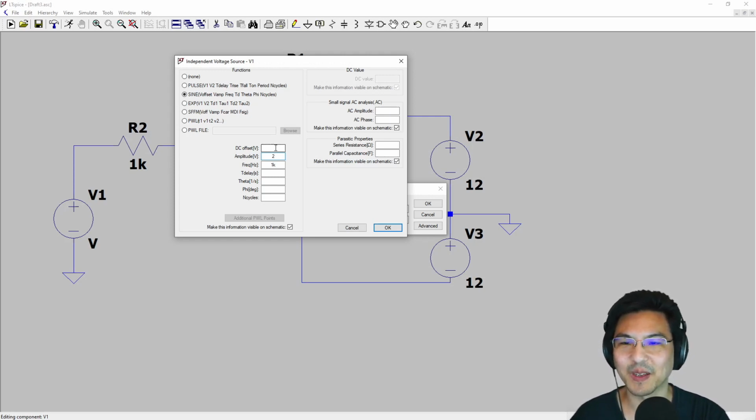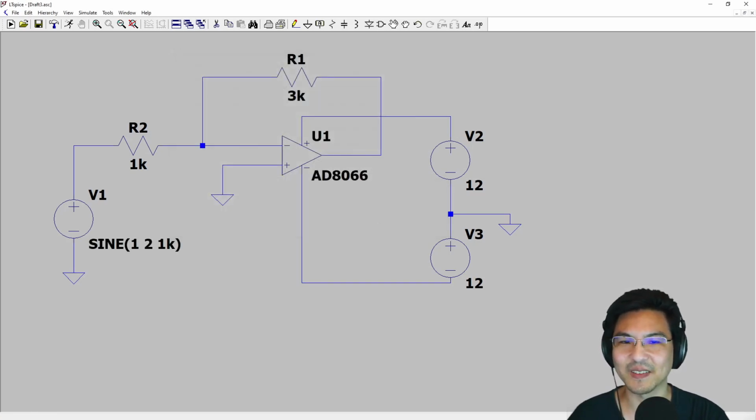But if I were to add some kind of DC offset here, let's say 1 volt, then it's actually going to be plus or minus 2 plus 1, right? So it's going to be going between negative 1 and positive 3. So you can adjust these based on whatever situation. Okay, so let's just show that.